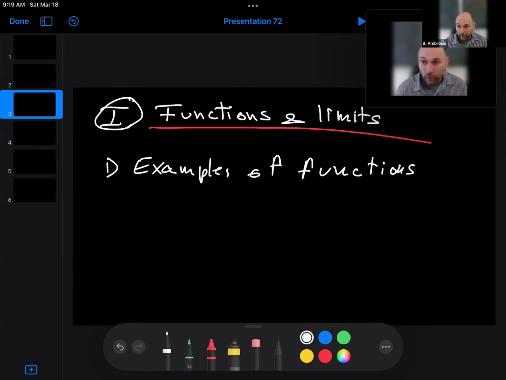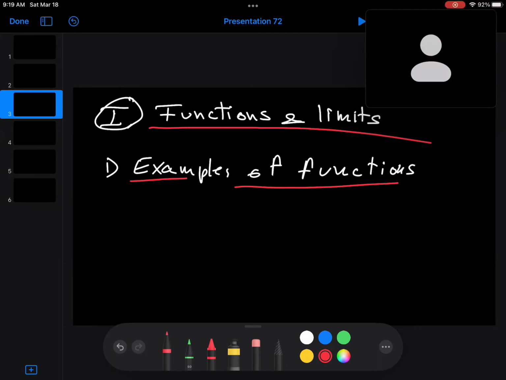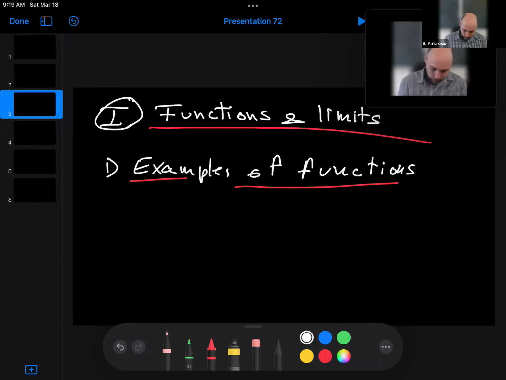So have you ever heard about functions? I guess so. Do you want to give some examples? Does somebody know an example of a function? A linear function? A linear function, good. So a linear function is, for example, let's give an example: f of x equals, let's say, 3x. This is a linear function.